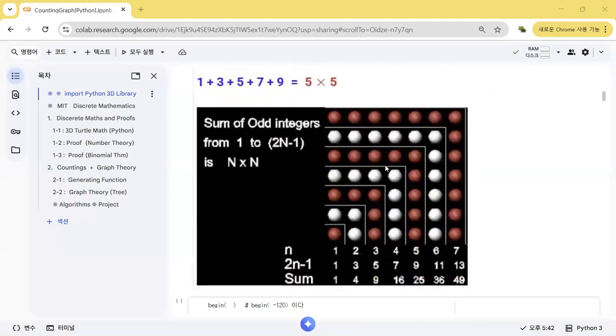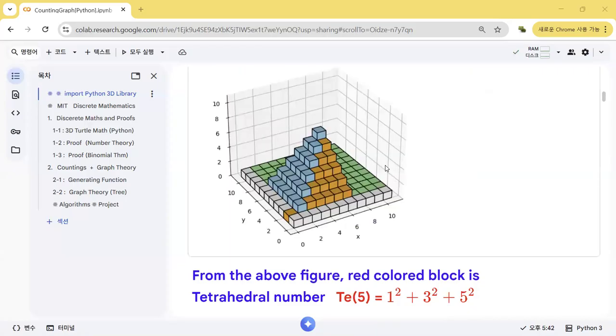But we will prove this one using a modern method, that is, generating functions. Generating functions are related to differentiation, power series and Taylor series, and are also important in learning probability and statistics. In modern discrete mathematics, generating functions are a very important topic. Generating functions and graph theory are the two most important topics in discrete mathematics.